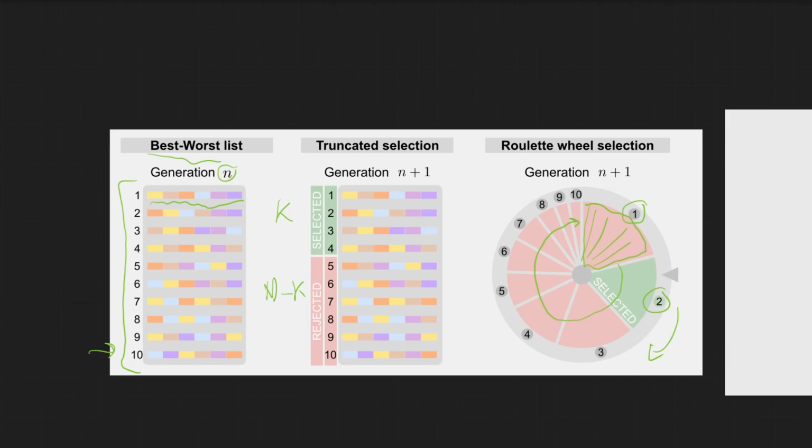Okay, now I would like you to take 1 minute. You can stop the video, take 1 minute, and try to think about what the advantage and disadvantage of truncated selection are, and the advantages and disadvantages of roulette wheel selection instead.